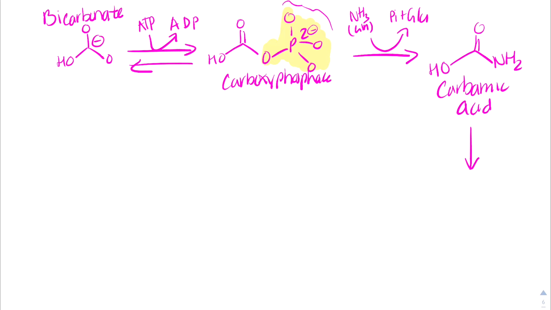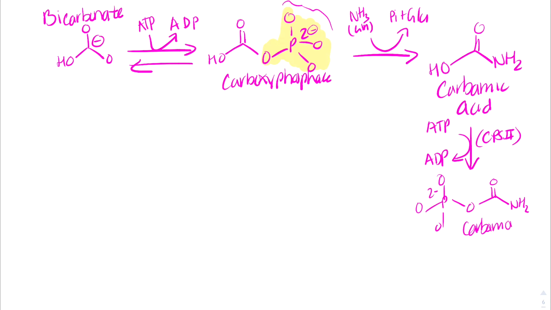So I'll draw what's needed. So you have ATP, and that gives us ADP since we're transferring a phosphate group. And this is catalyzed by CPS2, which stands for carbamyl phosphate synthase 2. And that produces this structure here, which is the carbamyl phosphate.